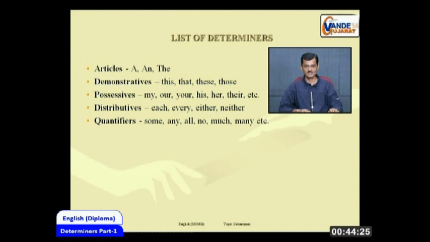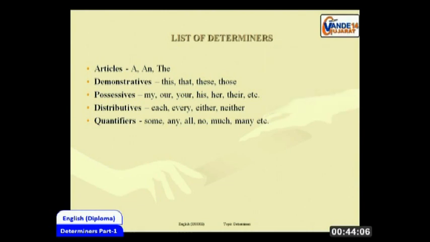Next, quantifiers. Quantifiers like some, any, all, no, much, many, etc. They are also said to be determiners. Why do we say them quantifiers here? Because they show quantity. Of course, they do the work of a determiner. They determine the meaning of a noun before which they come. But additionally, they show quantity of something. Some boys, some apples, etc.